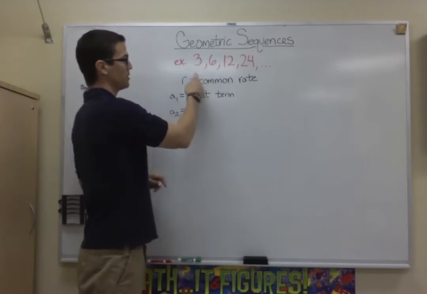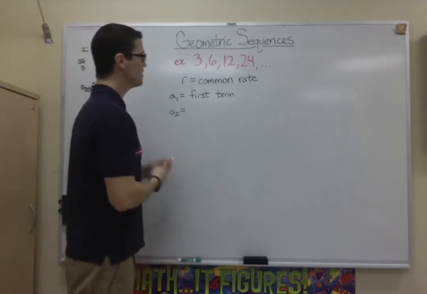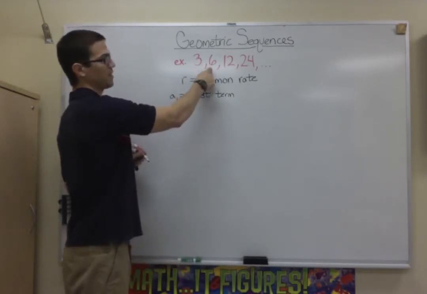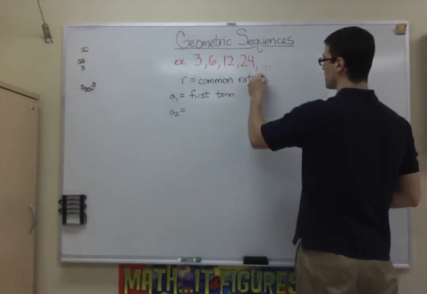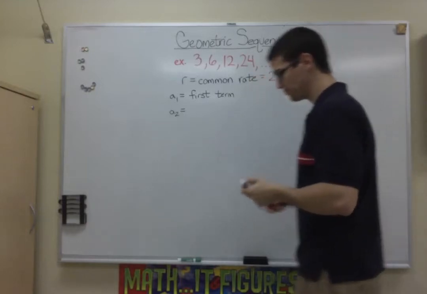So in this case, hopefully you can see that the common rate is equal to 2. 3 times 2 is 6, 6 times 2 is 12, 12 times 2 is 24. So I'm just going to write in here that the common rate is 2.